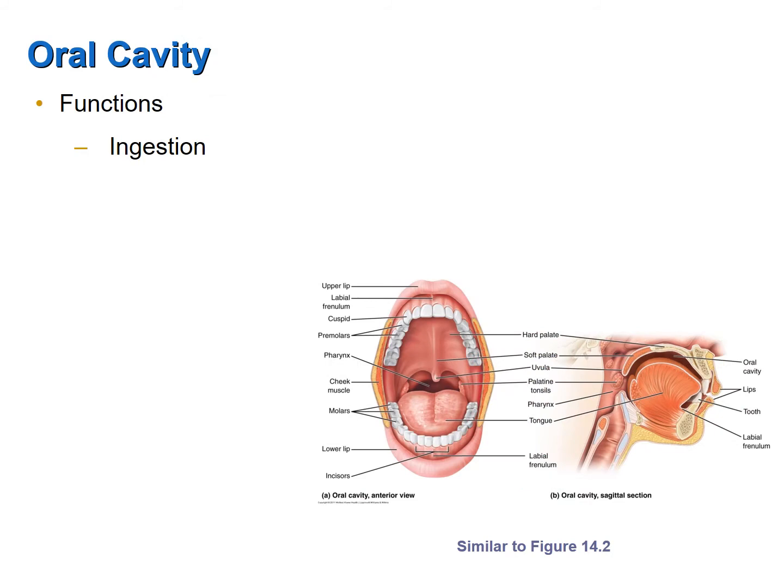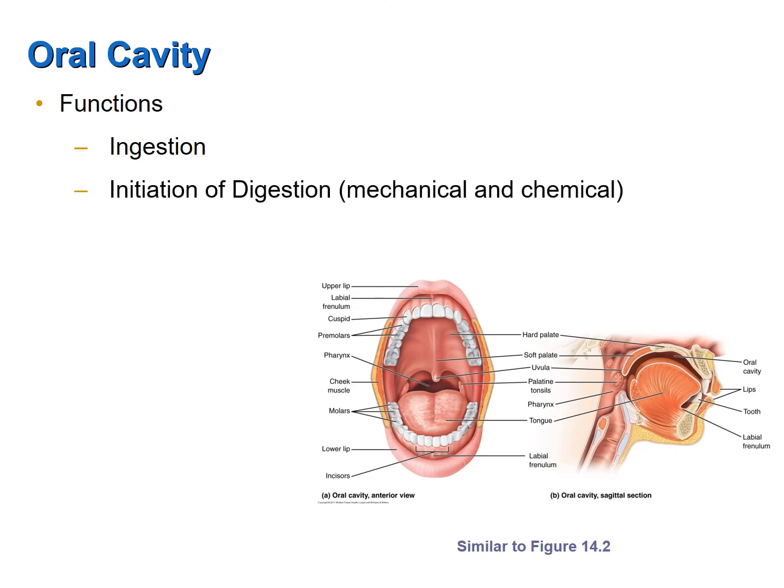The first portion of the GI tract to come in contact with food is the oral cavity. So let's outline the functions of the oral cavity. Well, ingestion, or the taking in of food into the oral cavity, is one of its functions. Ingestion involves the teeth, the tongue, as well as the lips, which all help to bring food into the oral cavity. Then digestion is initiated.